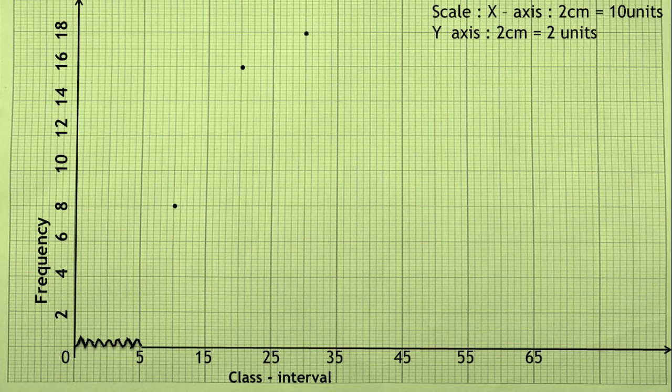25 to 35, consider the midpoint 30, mark the frequency as 18. 35 to 45, midpoint is 40, consider the frequency as 14. Next, 45 to 55, midpoint is 50, consider the frequency 8. 55 to 65, midpoint is 60, consider the frequency as 2. Now last step, mark the midpoint before the first class, after the last class, use your scale, join the midpoints to obtain a frequency polygon.